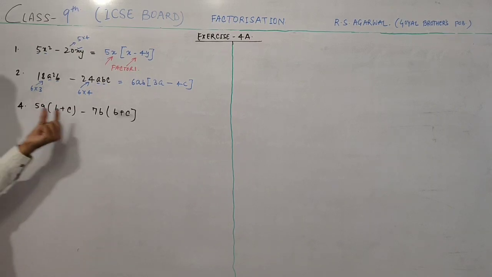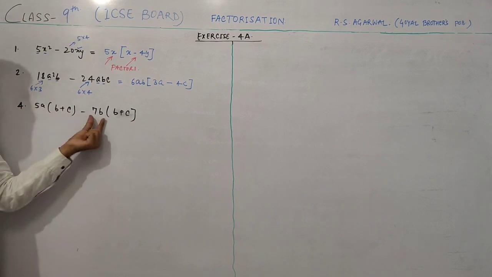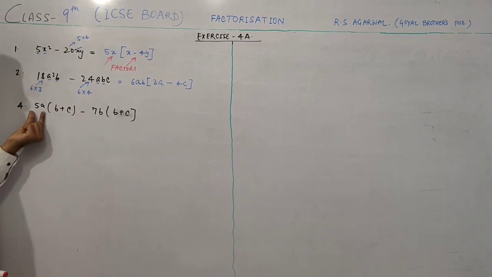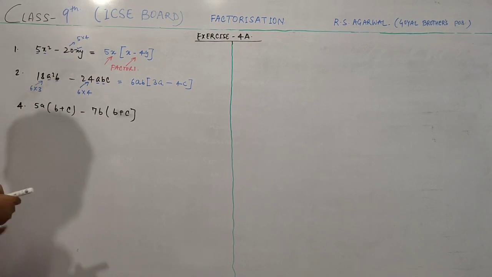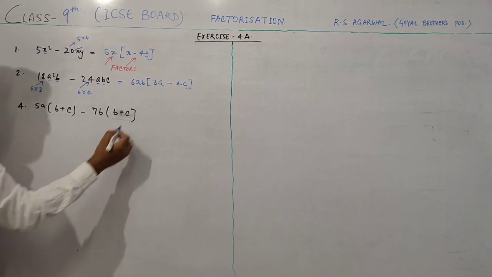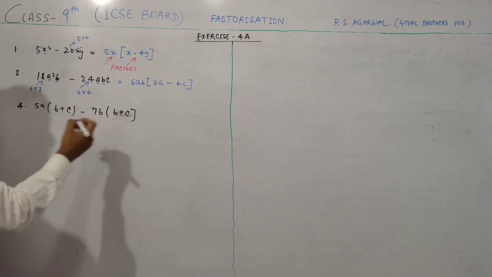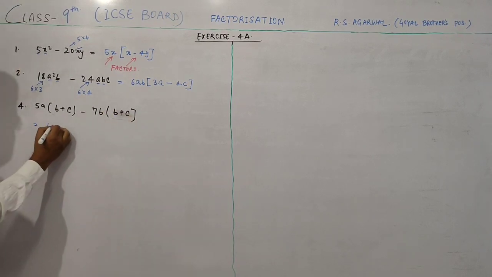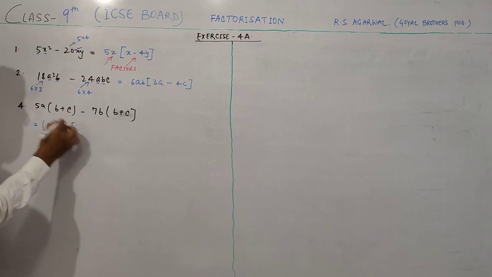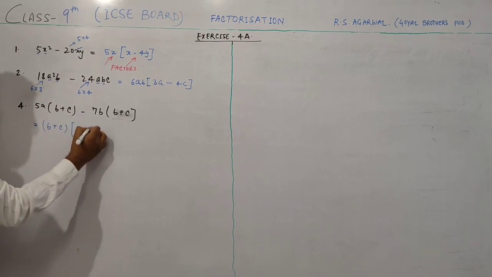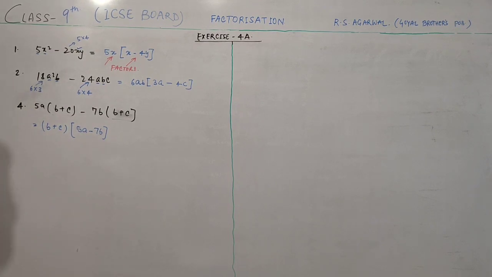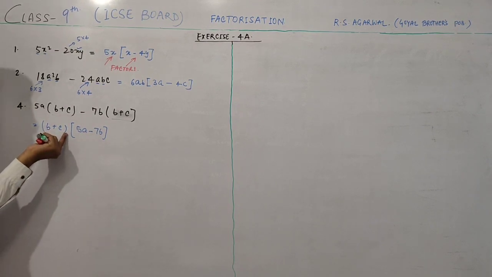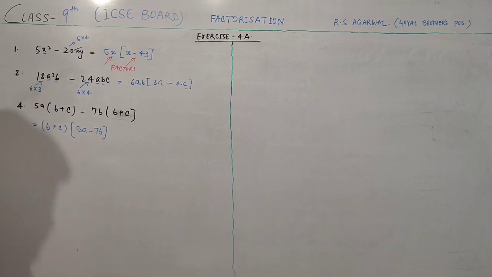Here this is 5a and this is 7b. Both are not the same, so I will not be able to take common here. Now in the second term, here it is b plus c and here b plus c is also. So I take b plus c as a common, and the remaining one is here 5a, and in second term is 7b. So this is the answer. This b plus c is one factor and the other factor is 5a minus 7b.